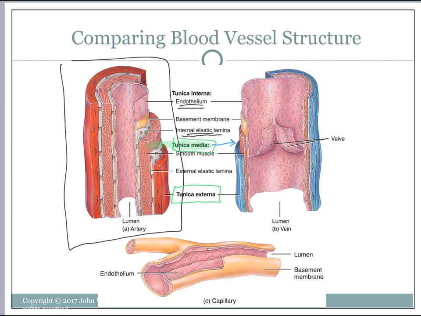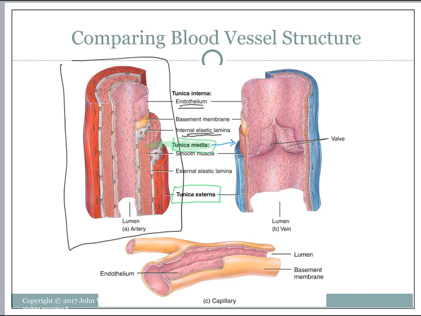Now again, these are not pressure reservoirs. Arteries are pressure reservoirs. These are volume reservoirs. Veins deal with the majority of the volume of blood. We're talking about 64% of your total blood volume is kept here in our veins.